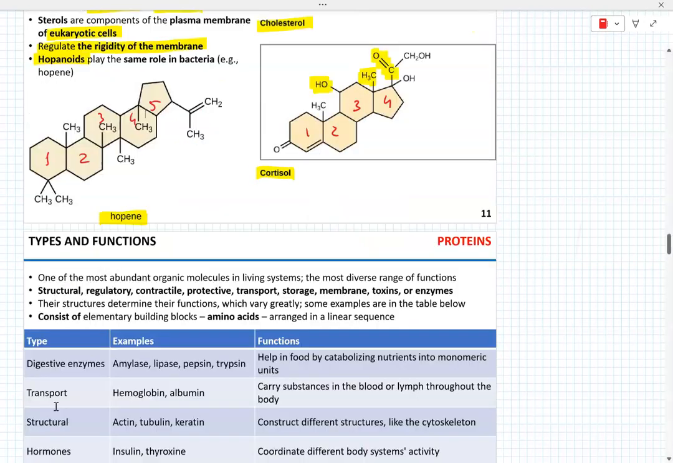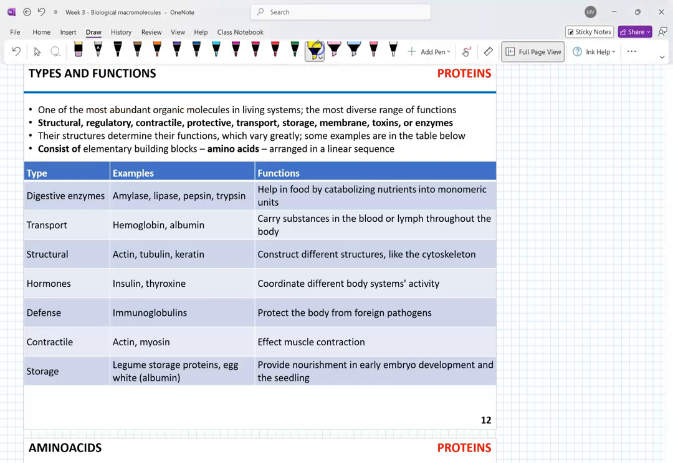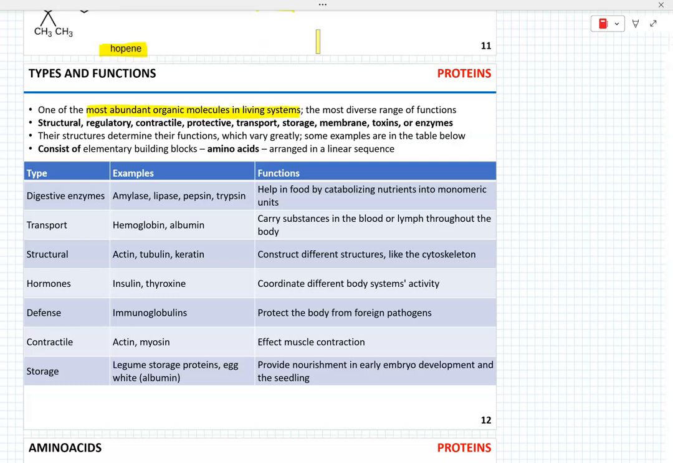Our next biological macromolecule is proteins. Probably the most abundant organic molecule in biological systems, which has the most versatile and diverse range of functions. They can serve in the structural capacity, forming various structures such as cytoskeleton.